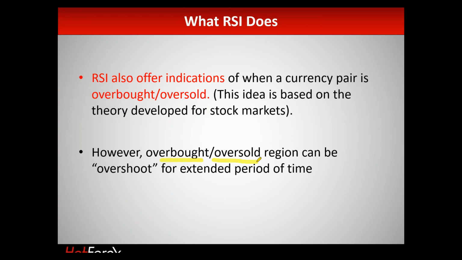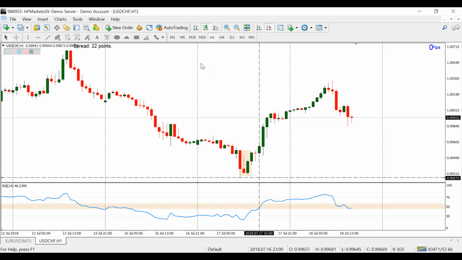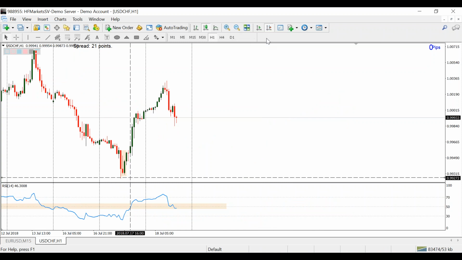Overbought, oversold. Cuma masalah dia akan overshoot. Maksudnya overbought dia akan berpanjangan. Ini yang selalu terjadi. Kenapa? Sebab ramai yang tersalah sangka. Kejap lagi saya bagi tahu macam mana kita trading based on overbought, oversold. Tapi kita tengok chart dulu, what is overbought and what is oversold. Okay? What is overbought and what is oversold?